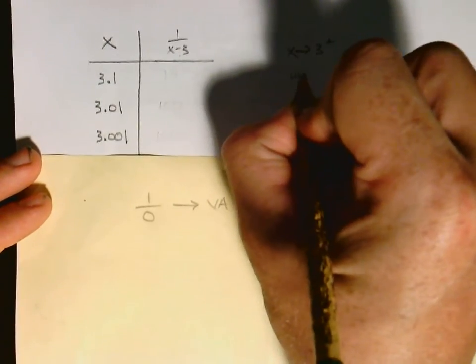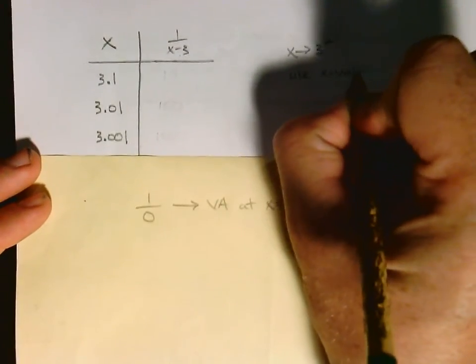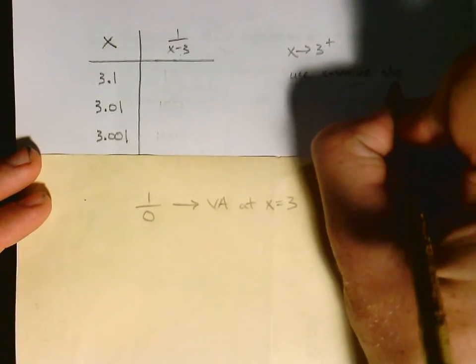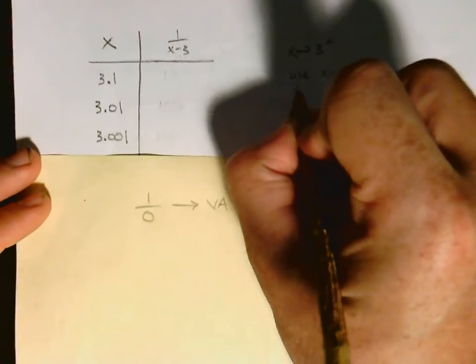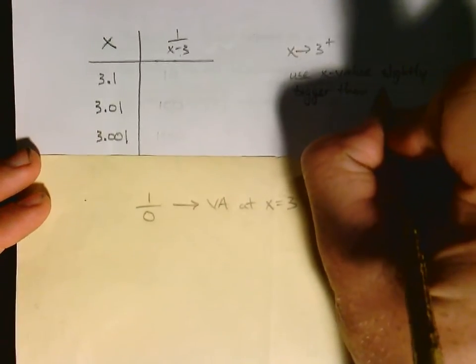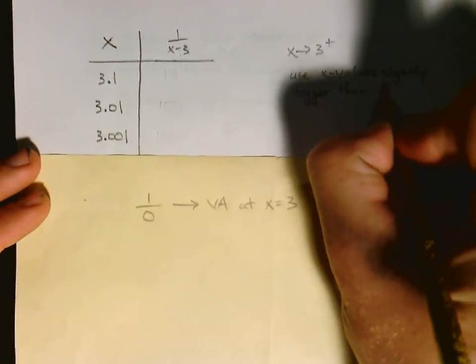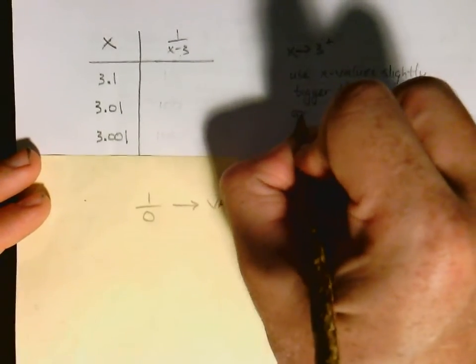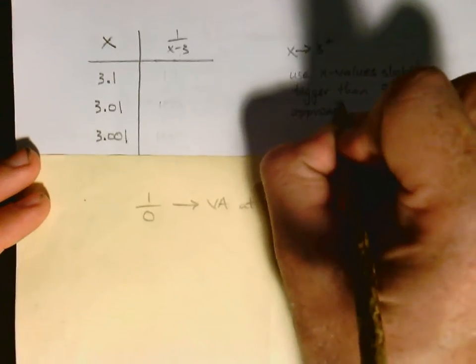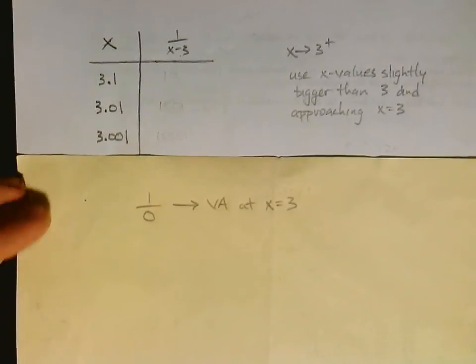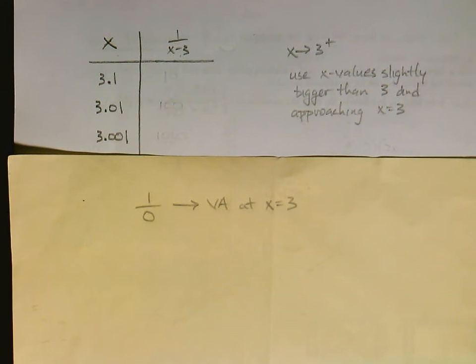so use x values slightly bigger than 3 and approaching x equals 3. Use x values slightly bigger than 3 and approaching.